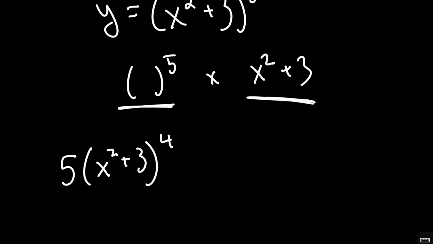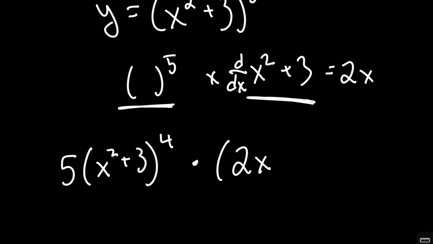Now, all we have to do is take the derivative of the inside function, which, if you take the derivative of the inside function of x squared plus 3, you get 2x. And all you do is now you multiply it to this outside function. So you get 5 times x squared plus 3 to the 4th power times 2x. And that is our answer. That's the derivative of y.